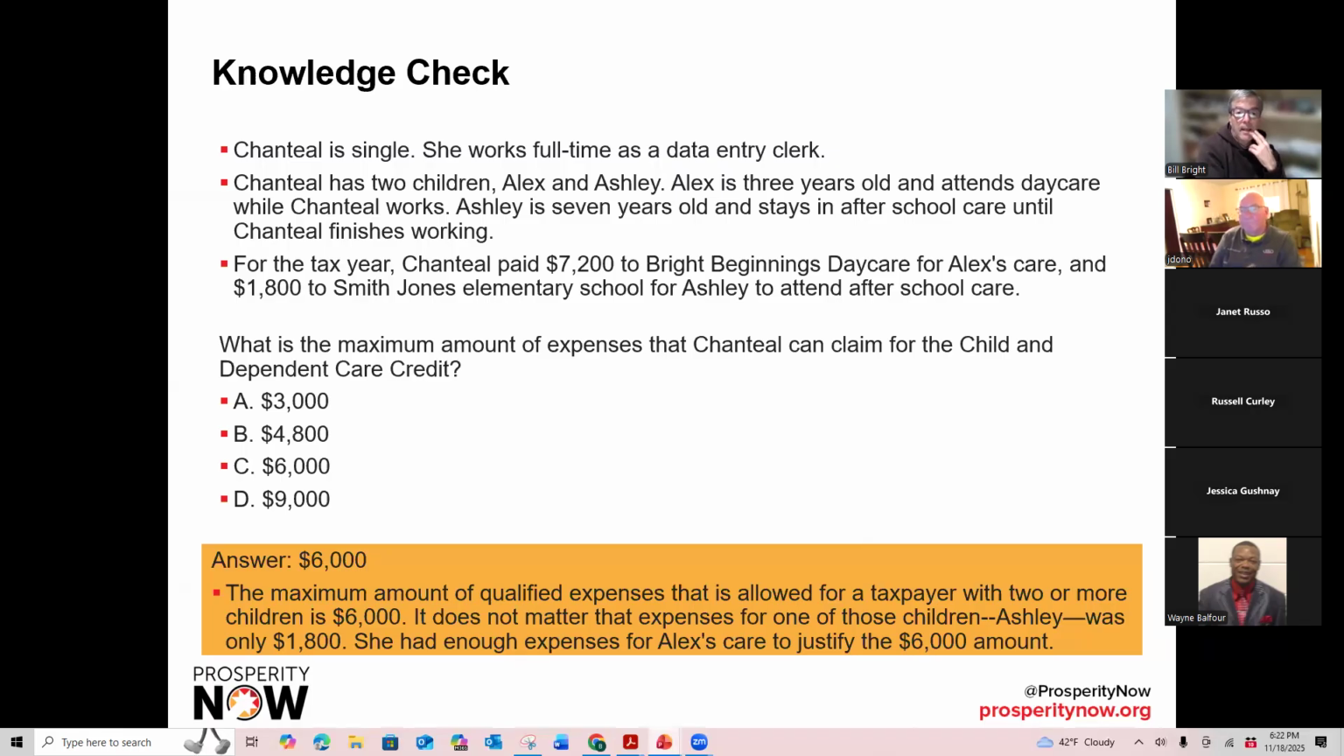What is the amount of credit that she can claim? Again, she can claim the full 6,000, even though 1,800 was only to the one. You can kind of just add them all up and split them among two.